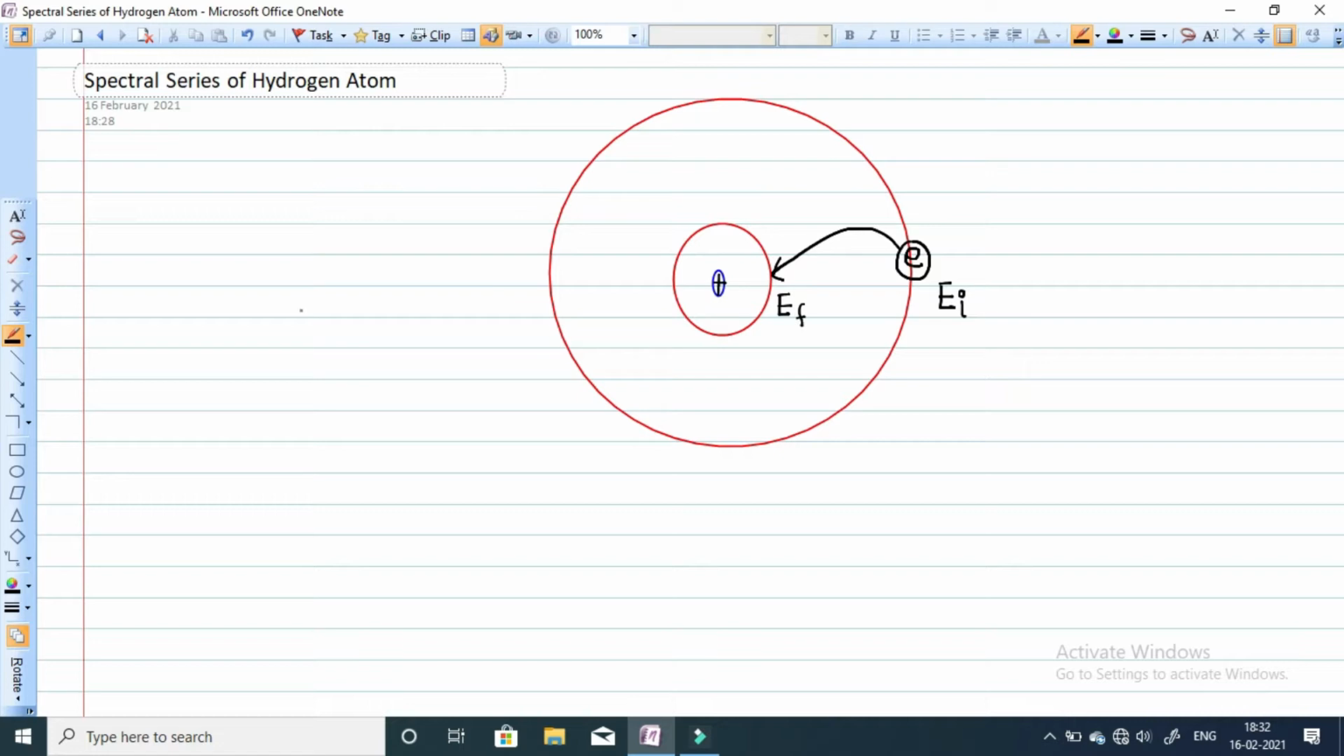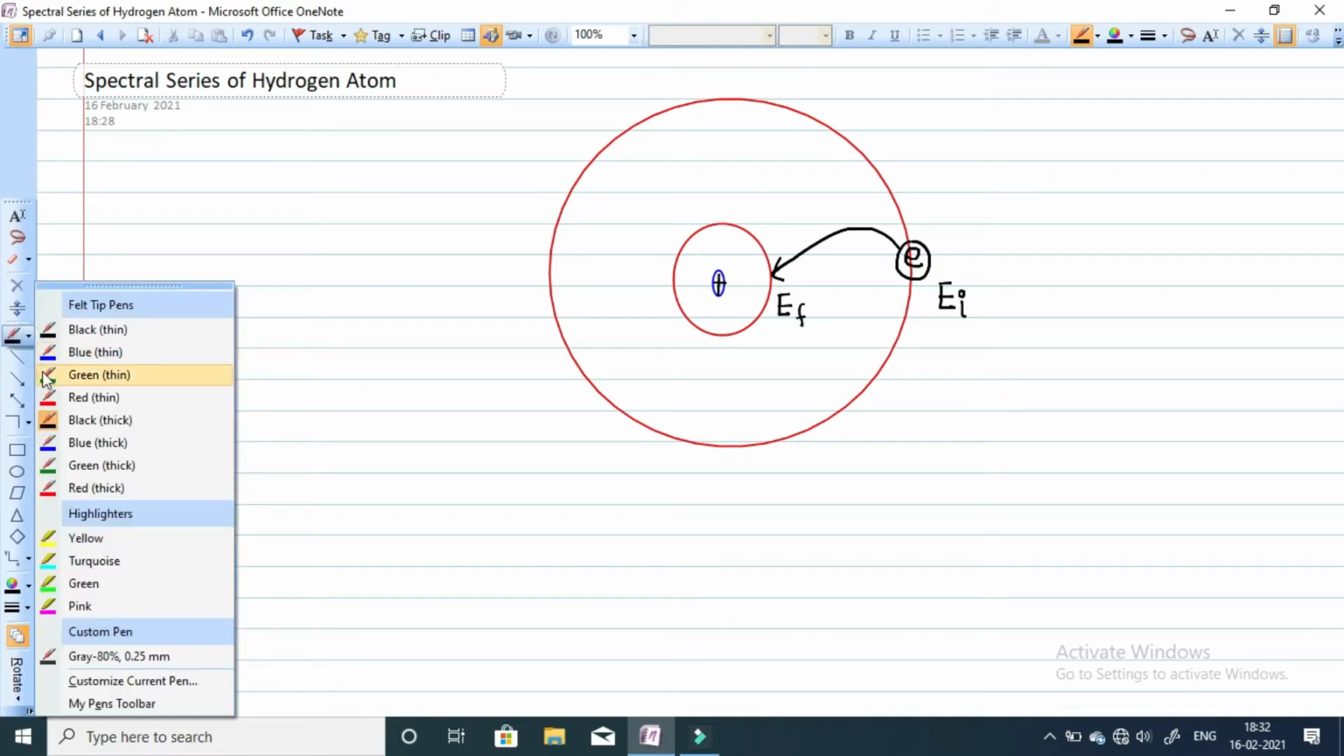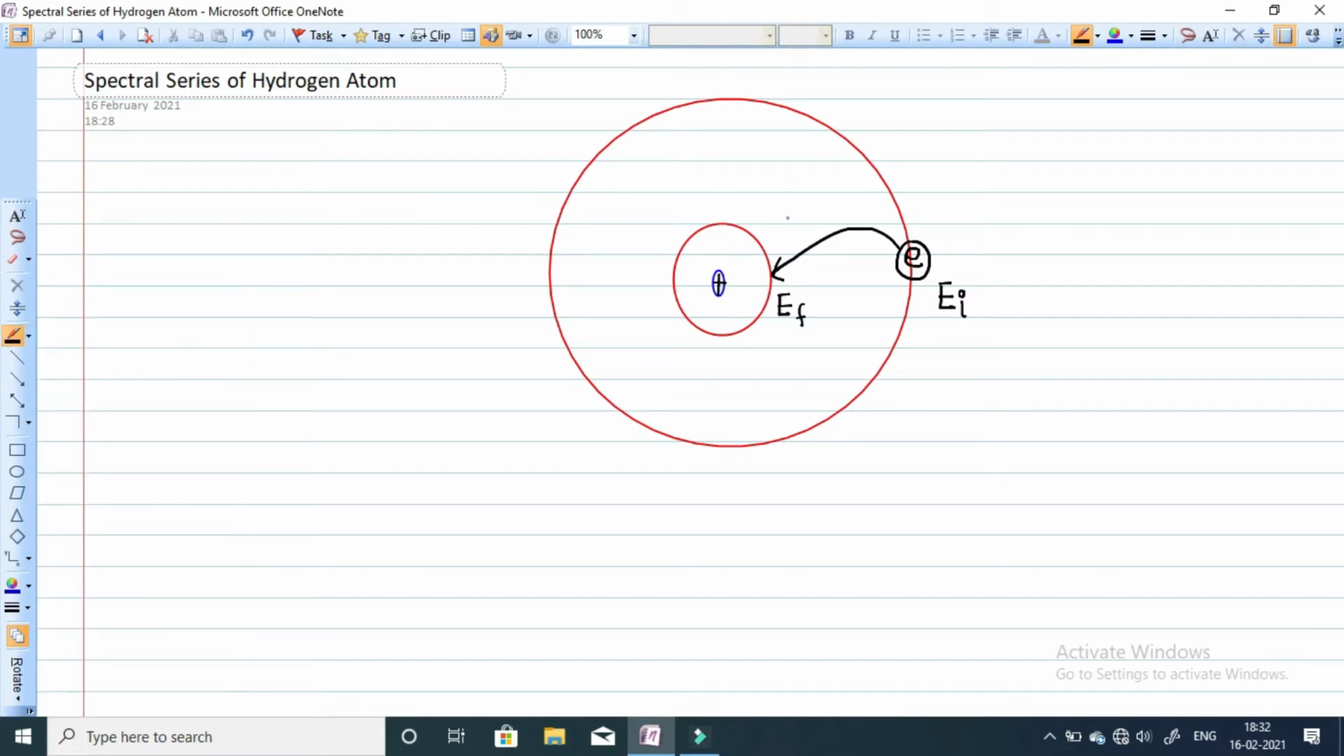When the electron makes a transition from a higher energy level to a lower energy level, it will emit radiations in the form of a photon. It will emit the energy in the form of radiations, and the energy emitted by this electron will be equal to the difference of energy of these two states.